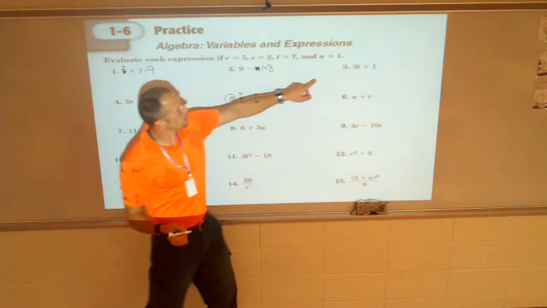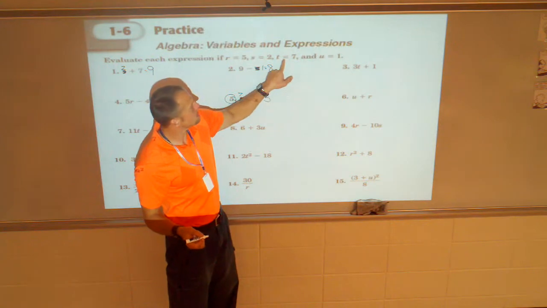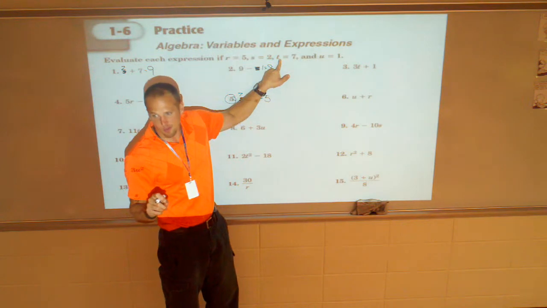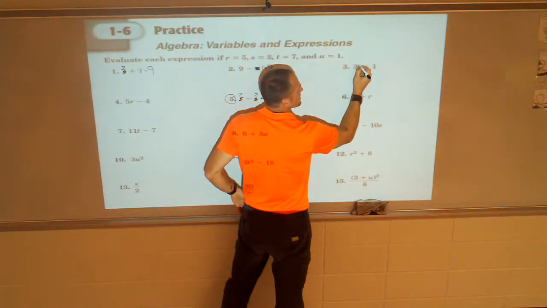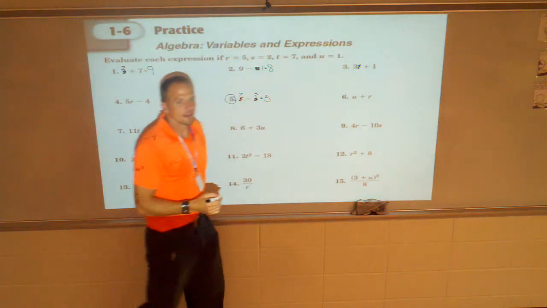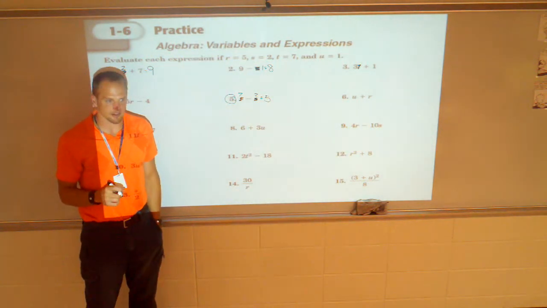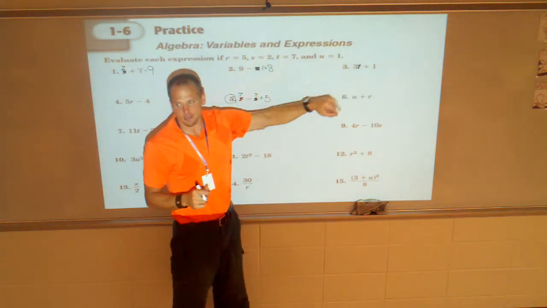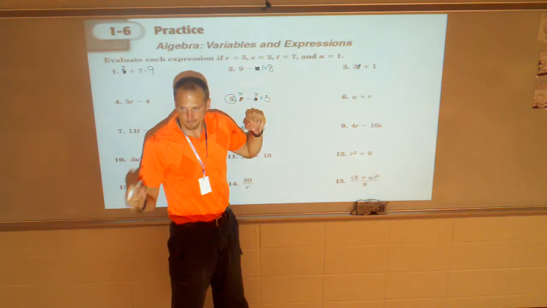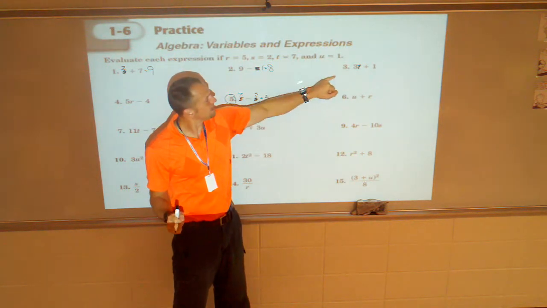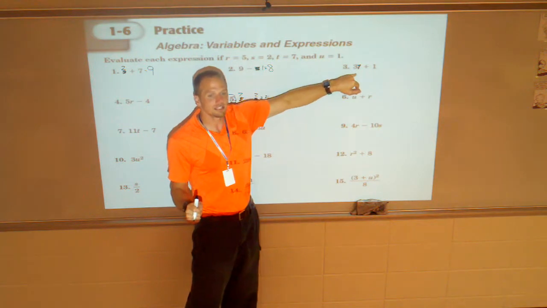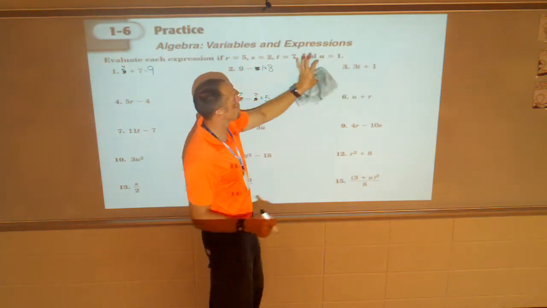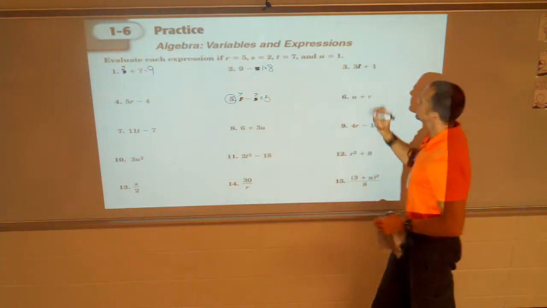Now, I want everybody to look at 3. 3 says 3t, so I'm going to substitute in 7 for t. Now, watch this very carefully. Everybody's got to see this. I'm going to substitute 7 for t. That does not mean 37. What does this mean? Lyndon. Multiply. This means 3 times 7. 3t means 3 times t. So when I put 7 in here, this means 3 times 7.